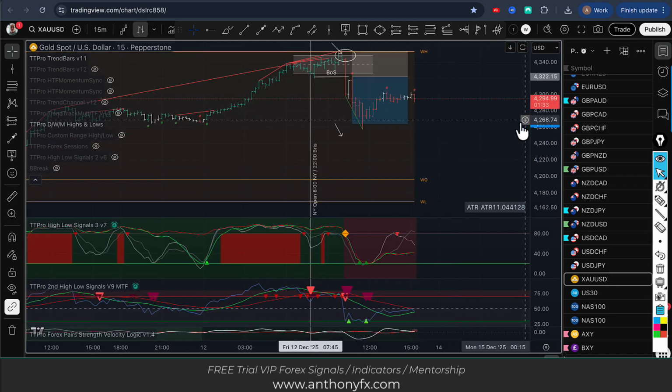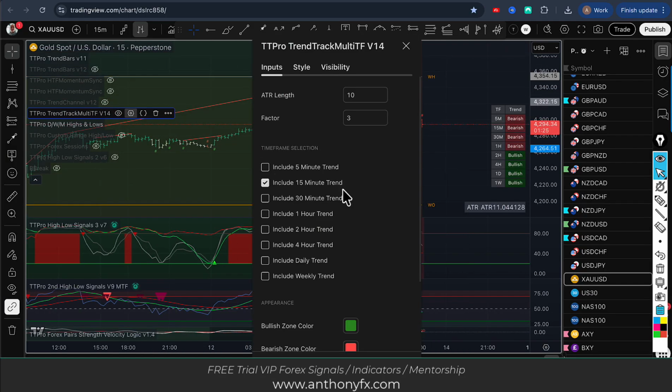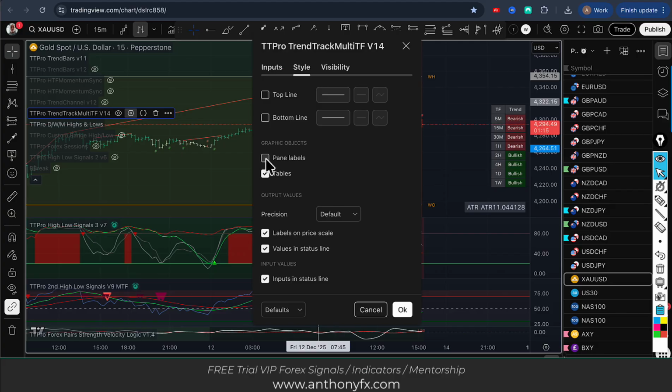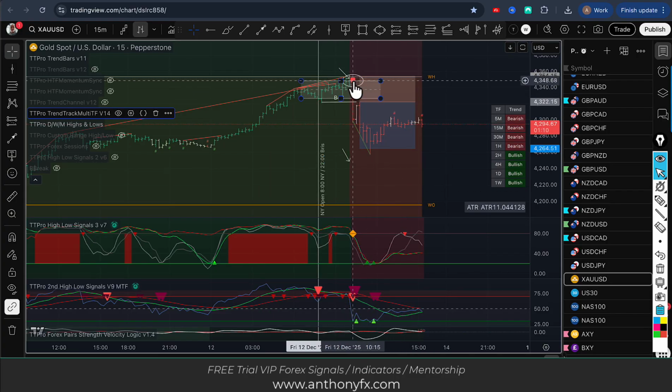give you an incredible advantage. We're going to set up a Trend Track Multi, and we'll just include the 15-minute on this one. That's it. You also want to include the style, include the pain labels, and that will give you that. See that signal there? That's your signal. You've actually got these other signals here as well. You want them, okay? So there's 3. Now, you know what you're looking for.